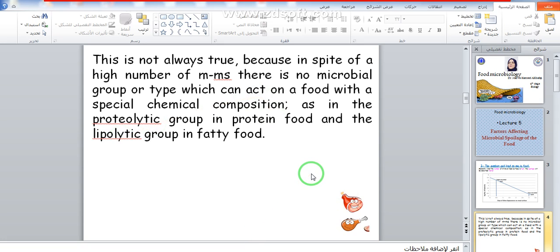So, not only the number of microorganisms affects food spoilage, but also the type of the microorganisms that spoil that food. They must have the ability to hydrolyze such food. So, proteolytic in protein food and lipolytic in fatty food.